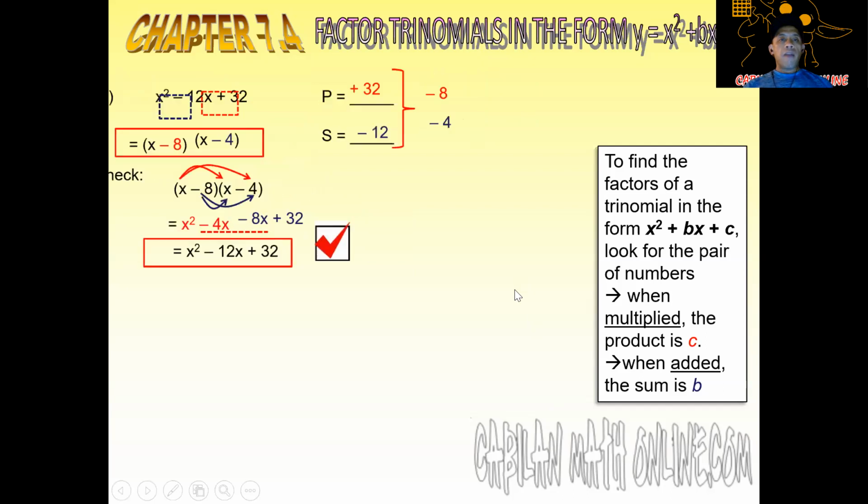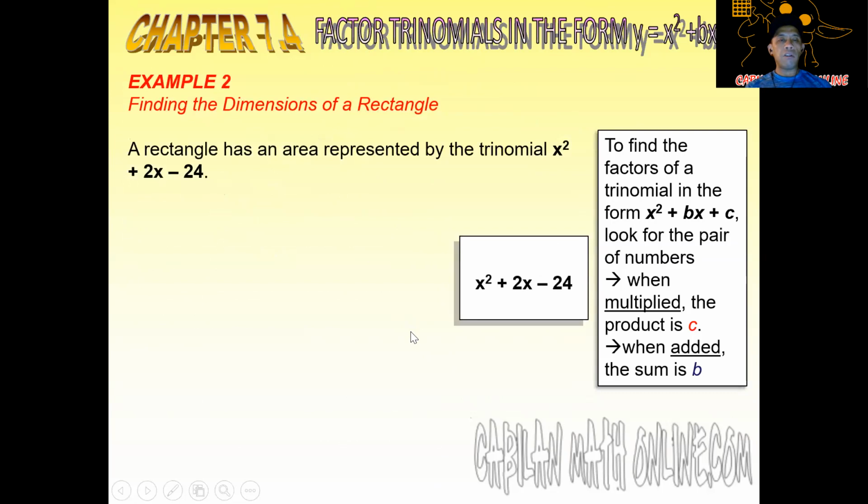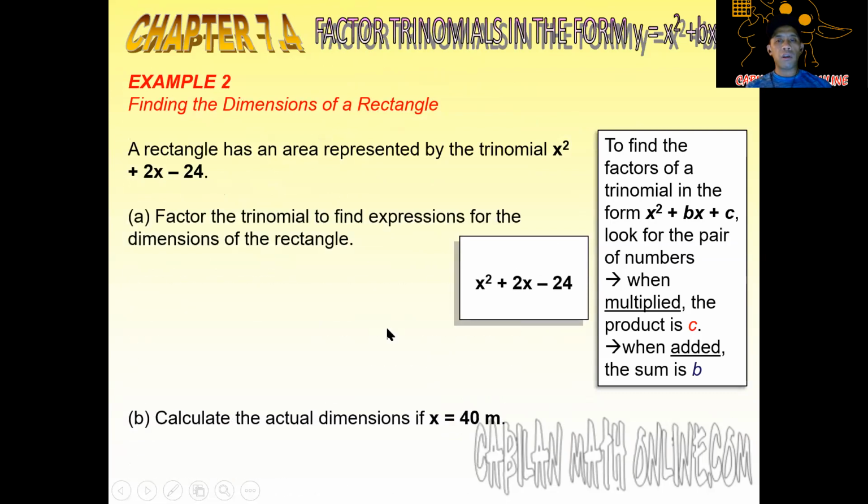All right. And finally, we're just going to do a quick word problem here dealing with factoring. We're looking at the dimensions of a rectangle given by the expression x squared plus 2x minus 24. Now, remember that when you're looking at the product and the sum, the product is always the number that's on its own without a letter. So in this case here, we have a product of negative 24, and we have a sum of positive 2. So we need to find two numbers such that when we multiply them, give us negative 24, and when we add them, give us positive 2.